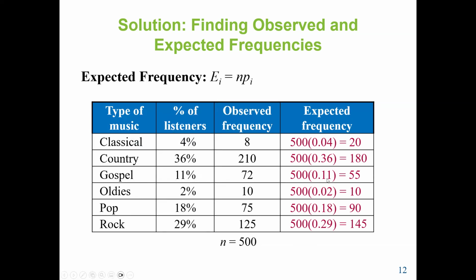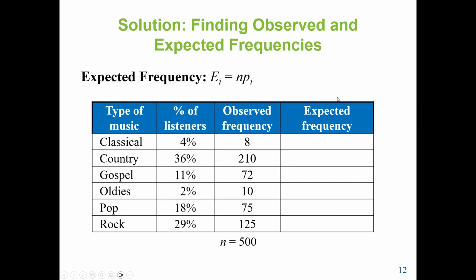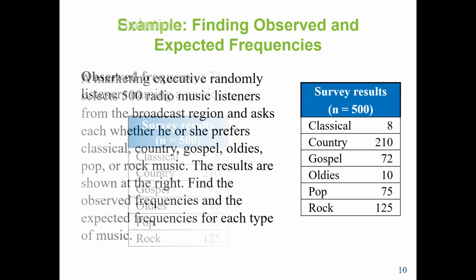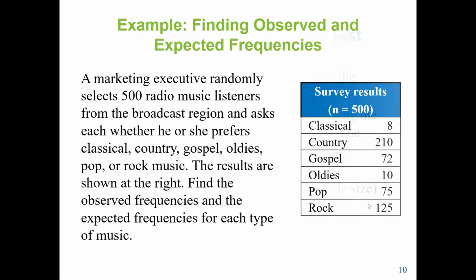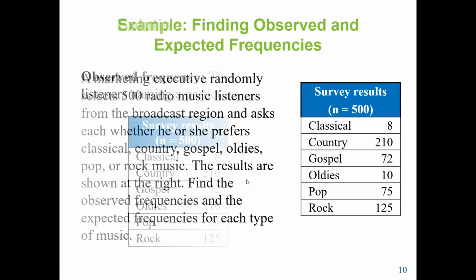11% will be 0.11. So again, in our previous slides, we saw the formula to find the expected is NP, or Ni equal to Pi. So N again is the number of tries, or in our case, the sample size. And we collected a sample of 500 music listeners.